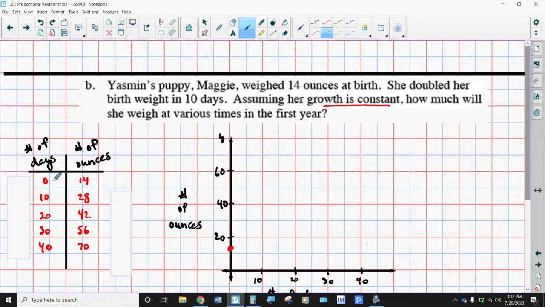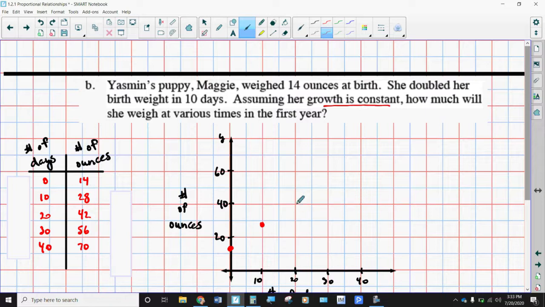So the first thing I notice is that 0, 0 is not a part of this process, right? The baby was not born weighing 0 pounds. So that right there is going to tell me it's not proportional. But let's plot the rest of them in. 10 is 28.